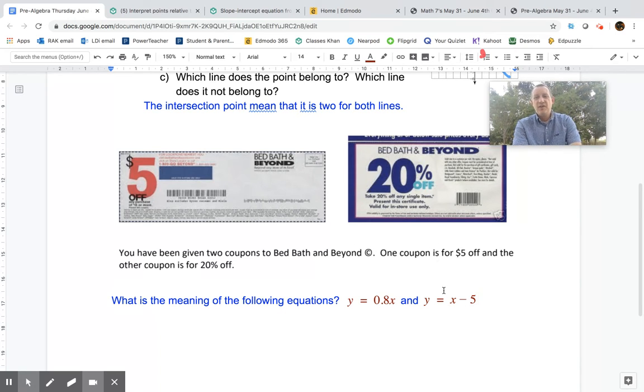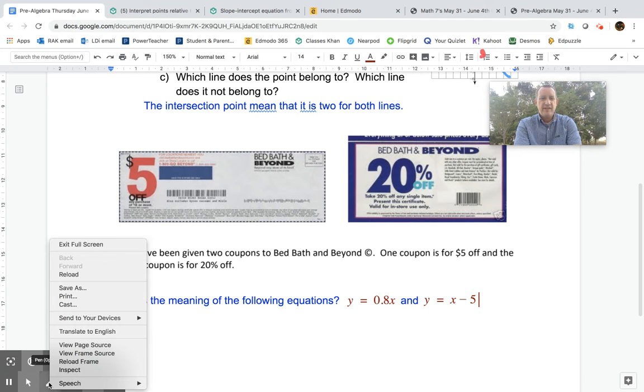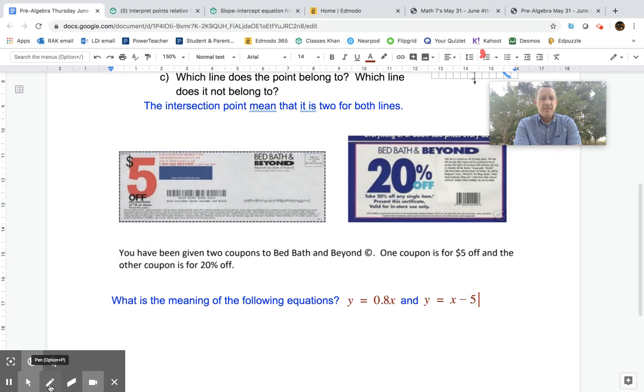Okay, so if you look at this second one, it becomes obvious. The -5, well, that's got to be the $5 off coupon. So the total is going to be the original price minus $5. So if this equation goes with the $5 off scenario, then the other equation must be the 20% off. So this is the $5 off, or the 5 dirham off coupon. And that means this one has to be the 20% off.